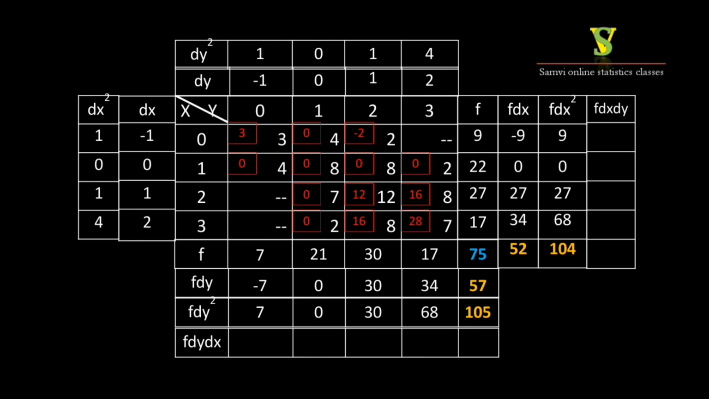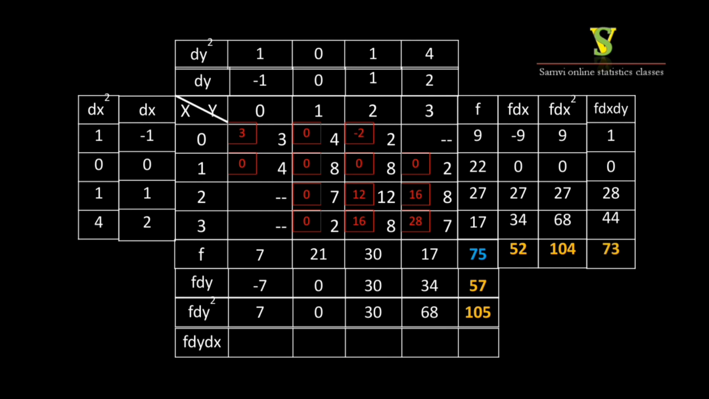So like this, you have to calculate the cell values. Once you calculate the cell values, you have to find the total. So first you go for row wise total, that is you have to fill up in the f dx dy. 3 minus 2 will get here 1. 0 plus 0 plus 0 plus 0 will get here 0. 0 plus 12 plus 16 will get here 28. 0 plus 16 plus 28 will get here 44. Take the total here, we'll get here 73.